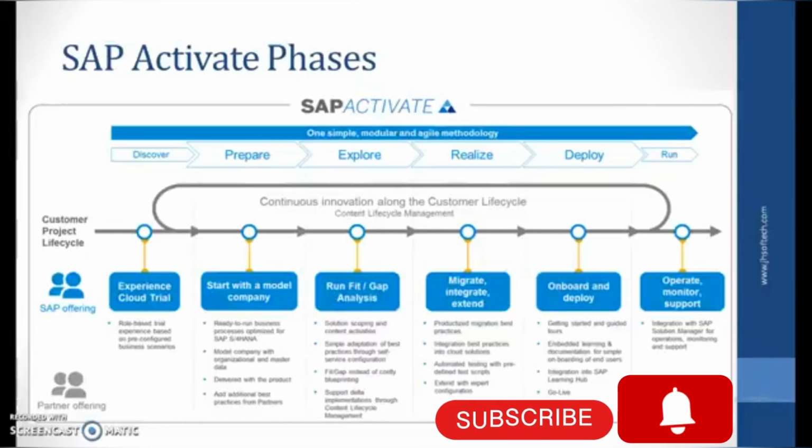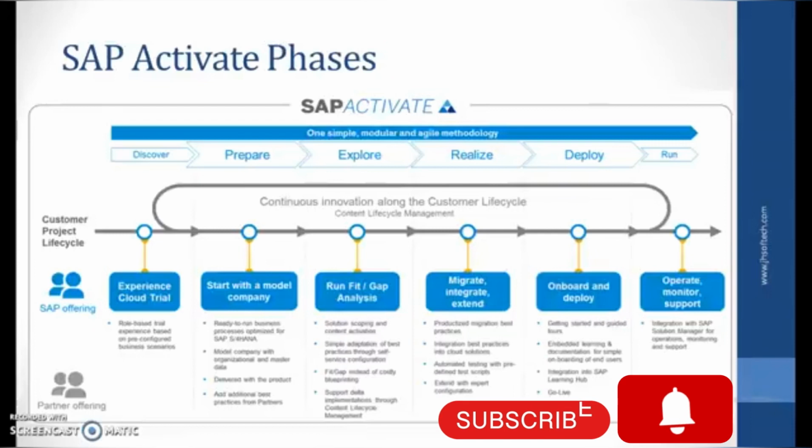Ready-to-run business processes optimized for SAP S/4HANA, and a model company with the organization and master data, are delivered with products. Here you can observe in the prepare phase that we have a lot of additional features, not just the templates that SAP provides in the ASAP methodology. We also have templates, but in addition we have guided configuration options that we can explore.